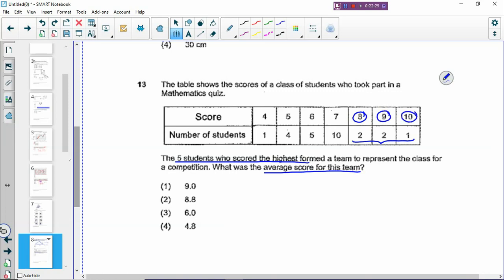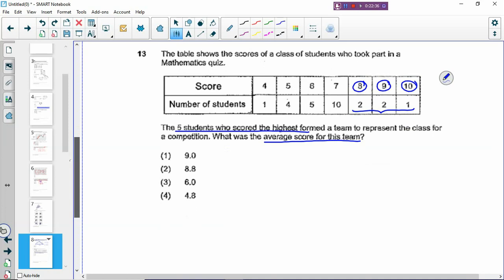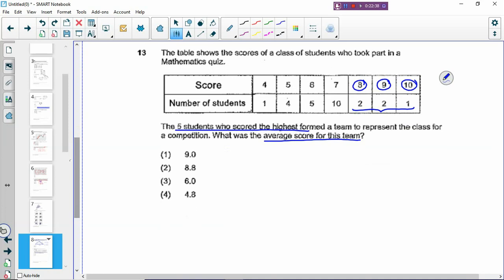Okay, so how do you find the average score for this team? To find the average score, you will need to find the total score. So how do you find the total score? Take a look at the 2 students who score 8 points each. So you have 2 times 8, 16. And then 2 students score 9 points each. So 2 times 9, 18. And the last student scores 10 points. So you add them together to get the total score. And you will get 44, right?